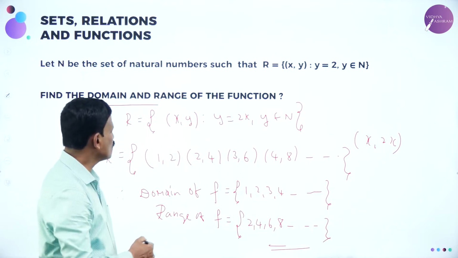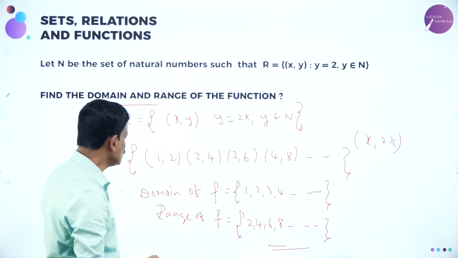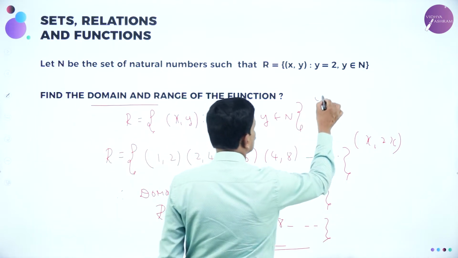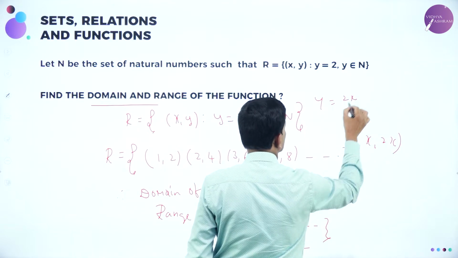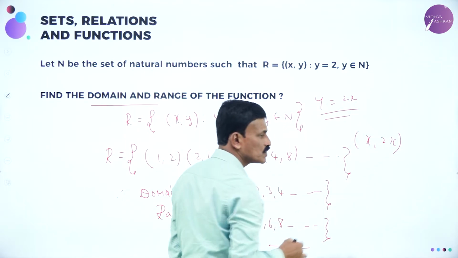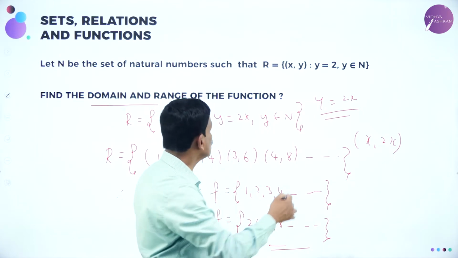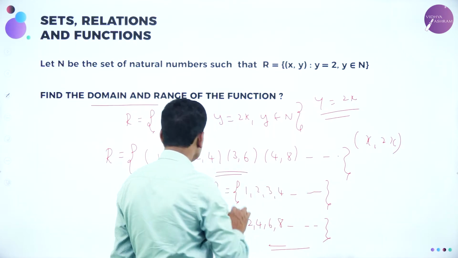The domain is 1, 2, 3, 4, 5 and the range is equal to 2, 4, 6, 8, which is called the range if it is y equal to 2 times x. Suppose it is 3 times x, 4 times x, so depending upon the statement we have to write the relation. That's it.